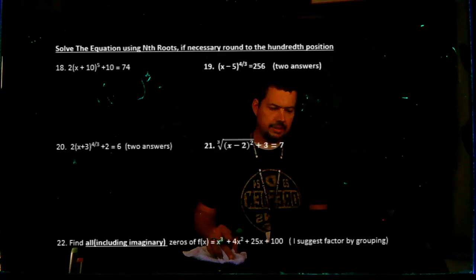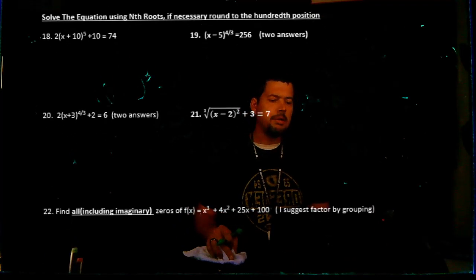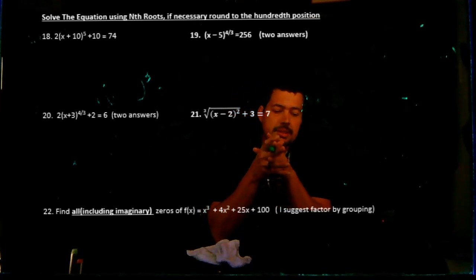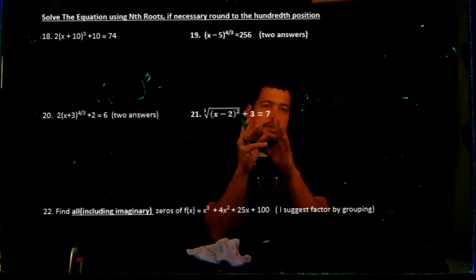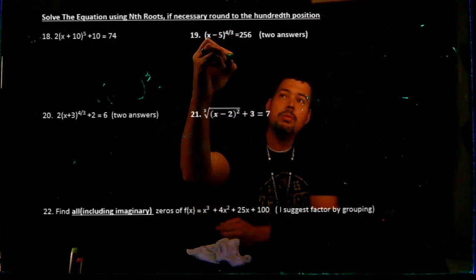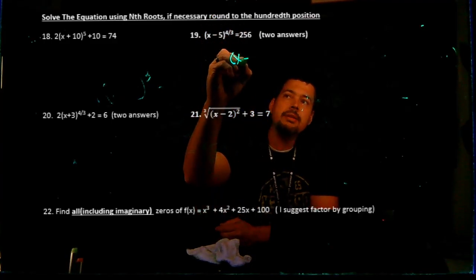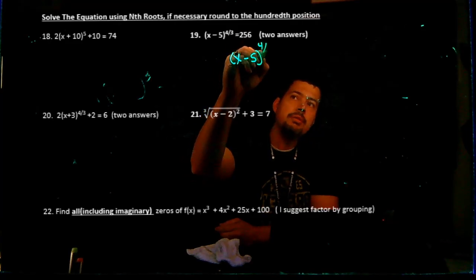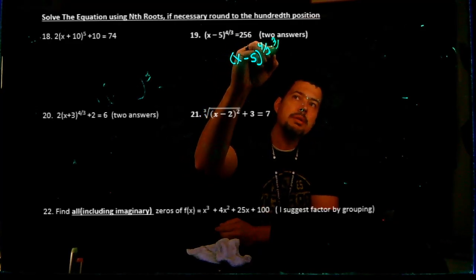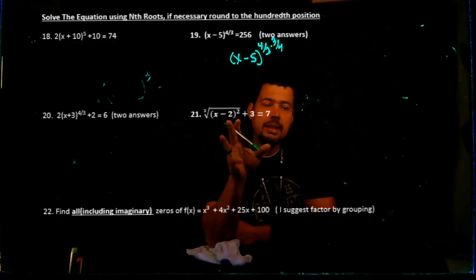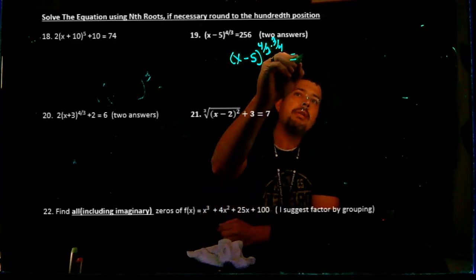Looks like I've got 19 bolded and 20 bolded. So I've got x minus 5 to the 4/3 is 256. I'm telling you this has two answers because you're going to raise each side to the 3/4. The idea here is to make that 4/3 disappear, and we do that by multiplying that exponent by its reciprocal, which is 3/4. And if I do it to the left, I had best do it to the right.